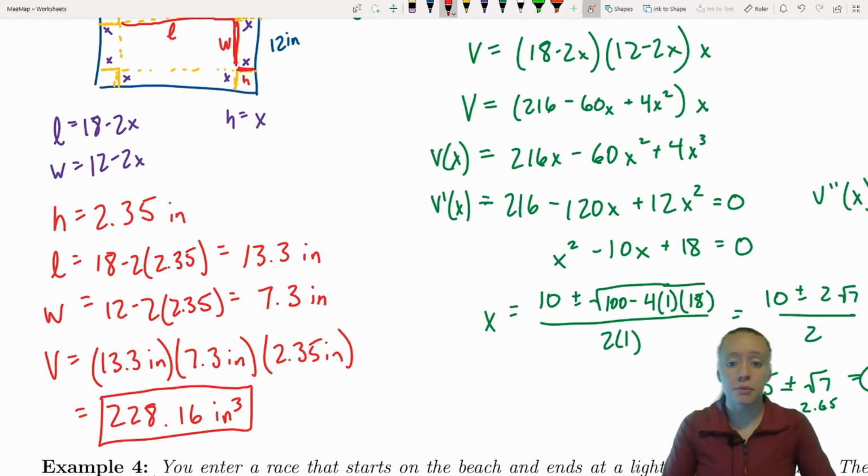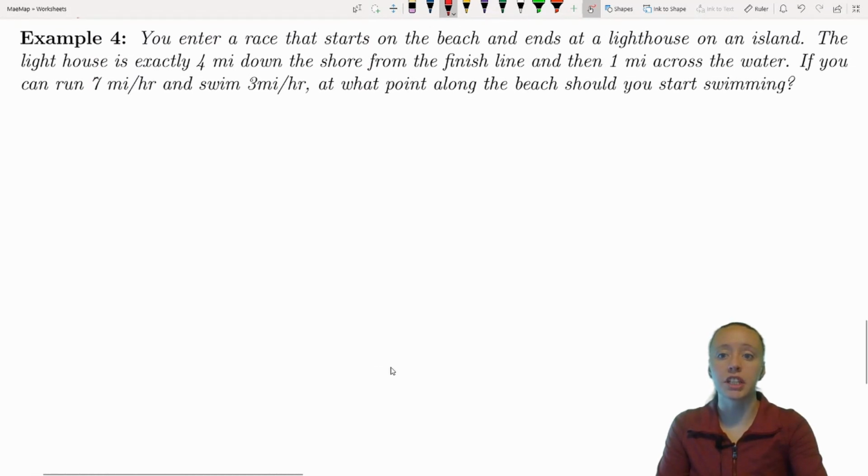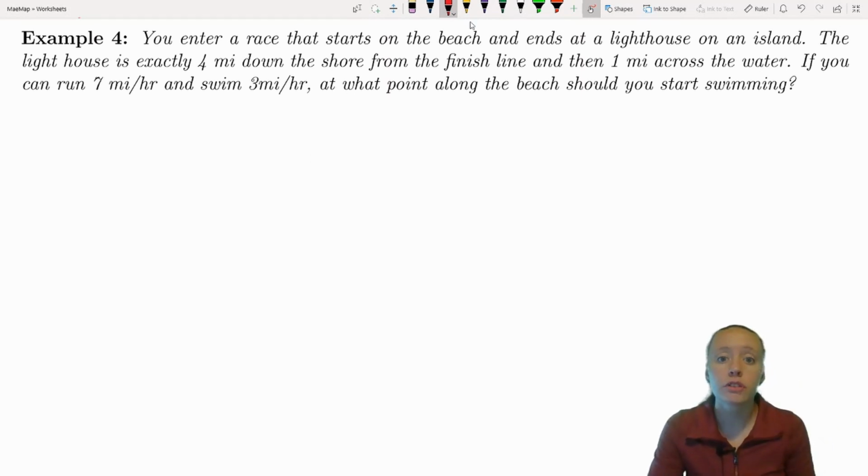Let's move on to example 4. Our last example on this worksheet. It says you enter a race that starts on the beach and ends at a lighthouse that's on an island. The lighthouse is exactly 4 miles down the shore from the finish line and 1 mile across the water. So if I was to draw this picture, I'll have my beach in yellow, I'll have my starting line for the race, and then I'll draw my little island out here that has the lighthouse on it.